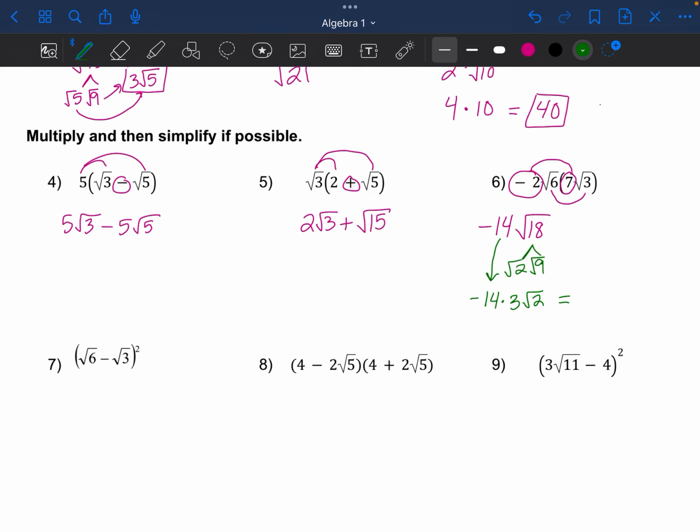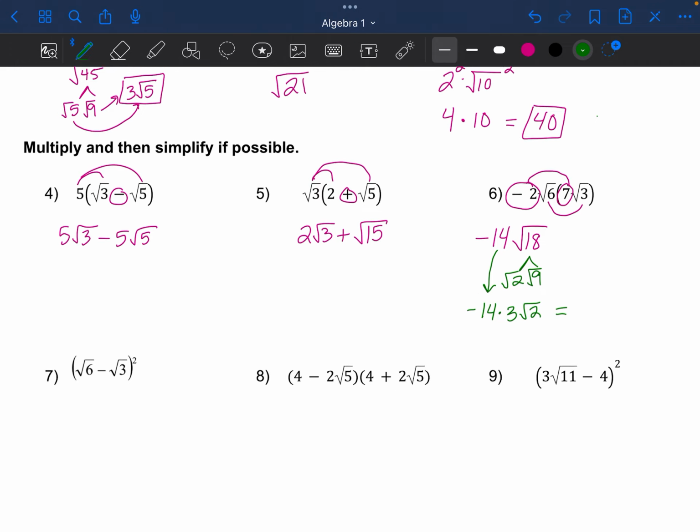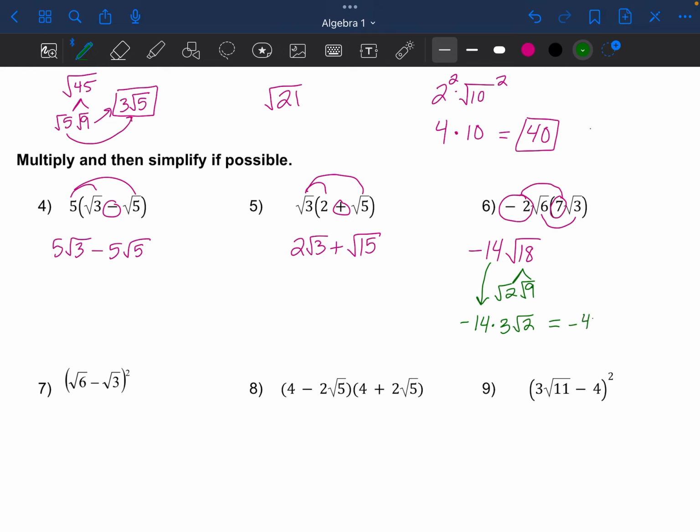34. Oh my God. This is embarrassing, guys. Okay, it is 42. It's 42. Negative 42, negative 42 square root of 2. Final answer.